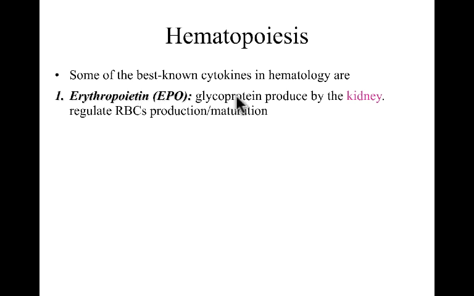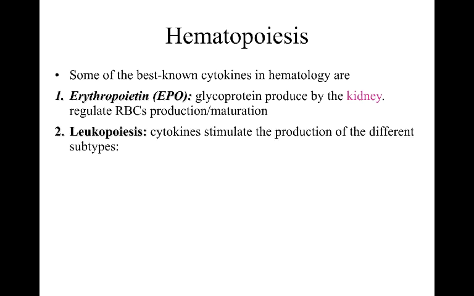Erythropoietin is a glycoprotein that comes from the kidney and tells the bone marrow to produce red blood cells. In the same way, we have some cytokines for leukopoiesis. Those cytokines are very different. I put a couple of them here, but it's beyond these two.